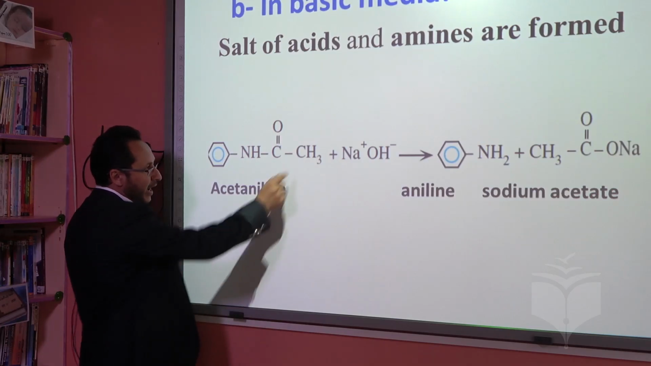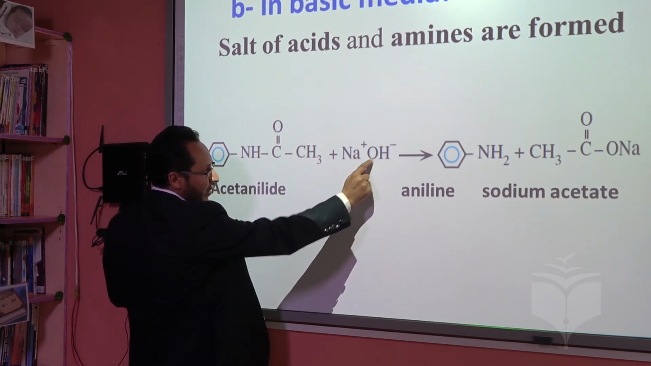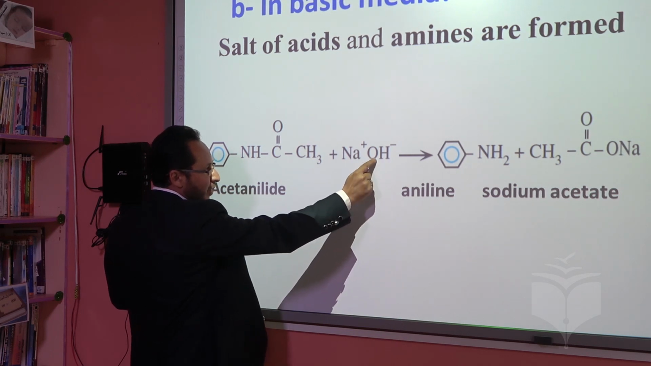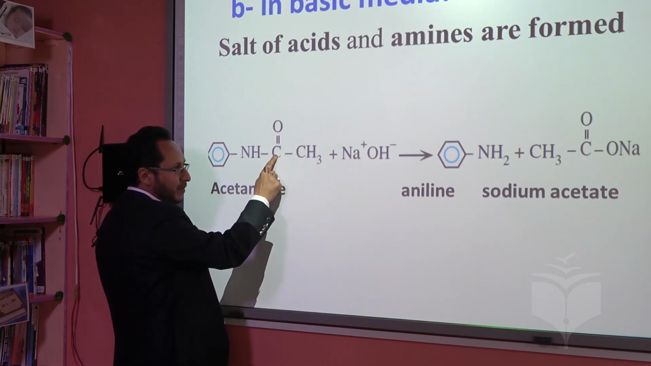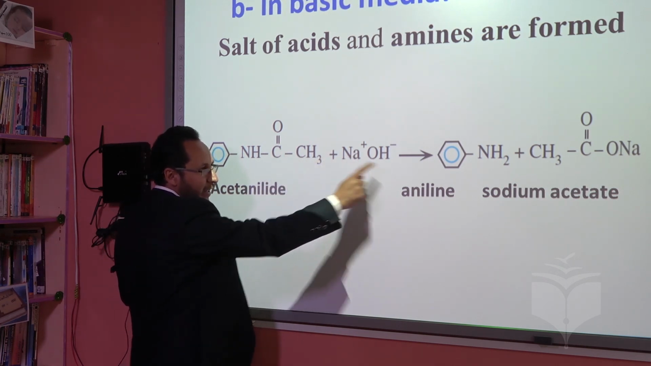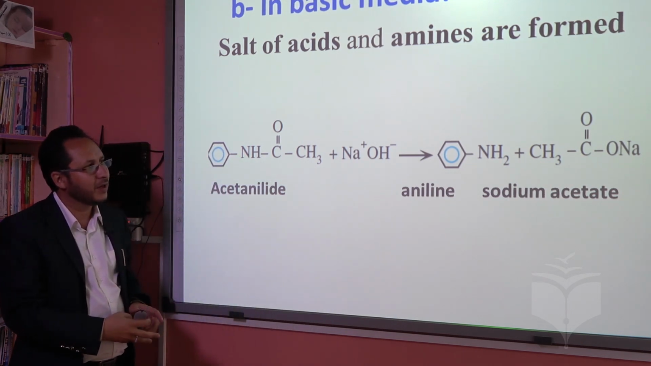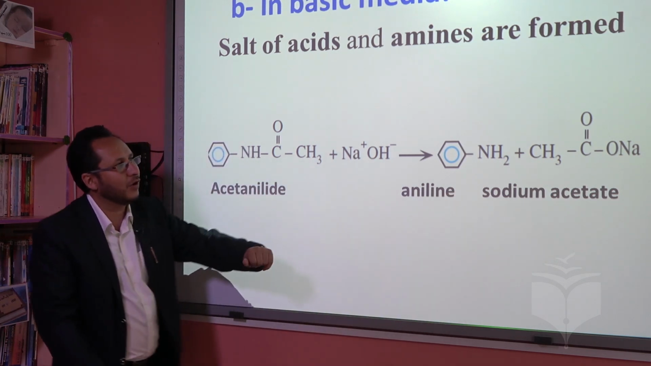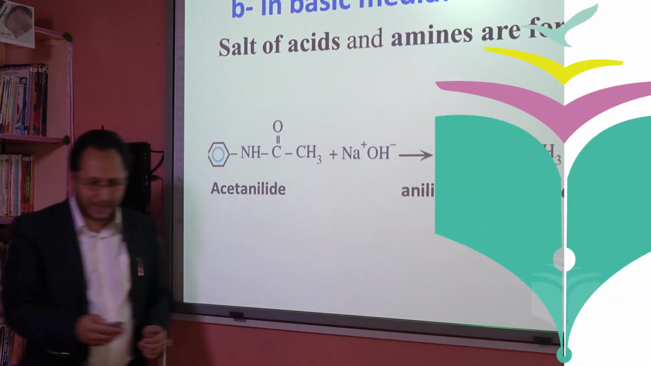Here we have CH3C double bond O, and here we have ONa. I cut between O and H, so you have to join from the O. Here we have CH3C double bond O, ONa. So this is sodium acetate, as a salt of the acid. And this is the amine, which here is aniline.